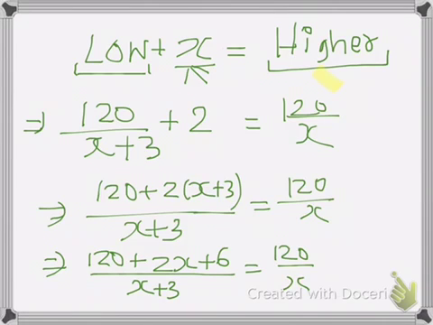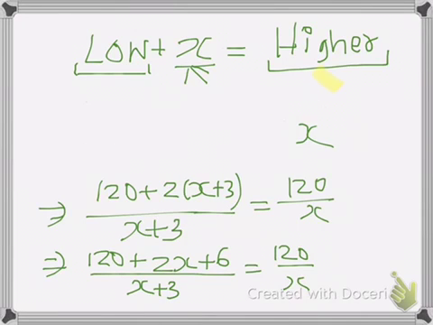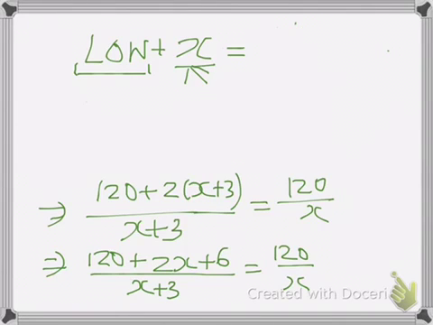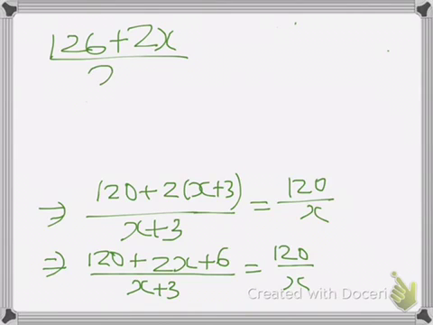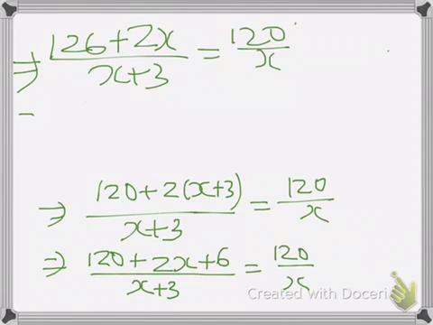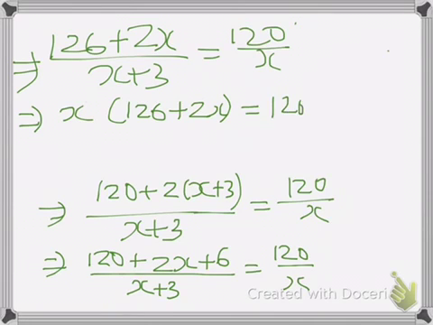Now on further solving, let me erase this. What we get is 120 plus 6, which is 126, plus 2x, divided by X plus 3, is equal to 120 divided by X. Now let me cross multiply it. X times 126 plus 2x is equal to 120 times X plus 3.